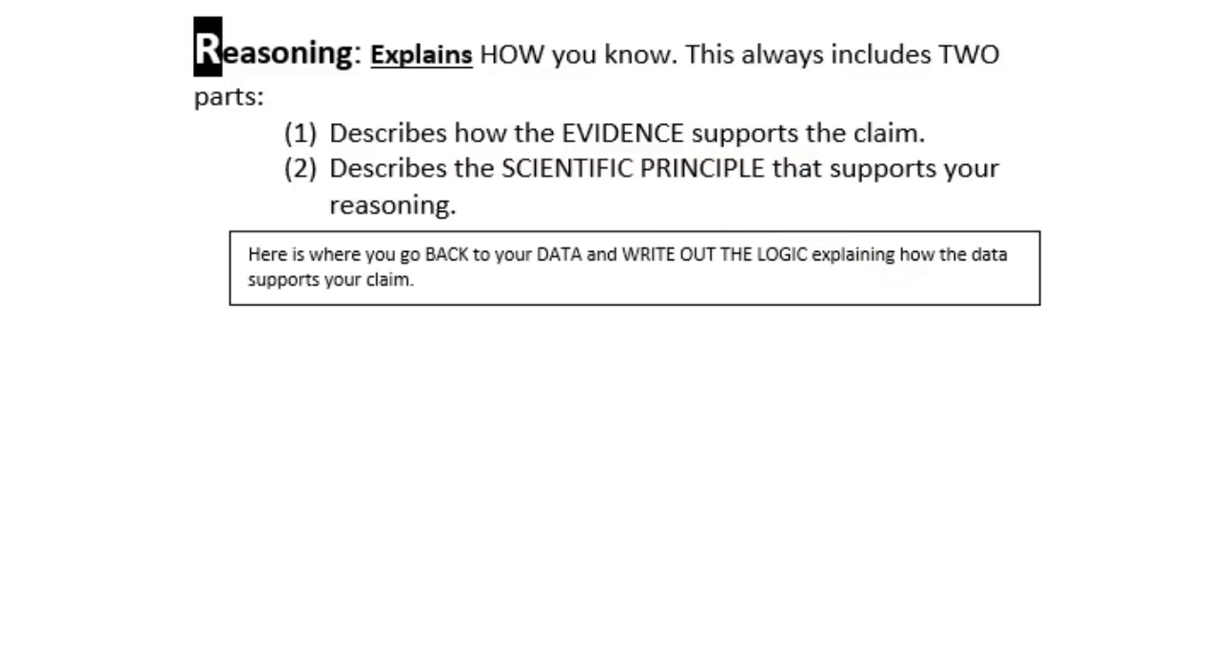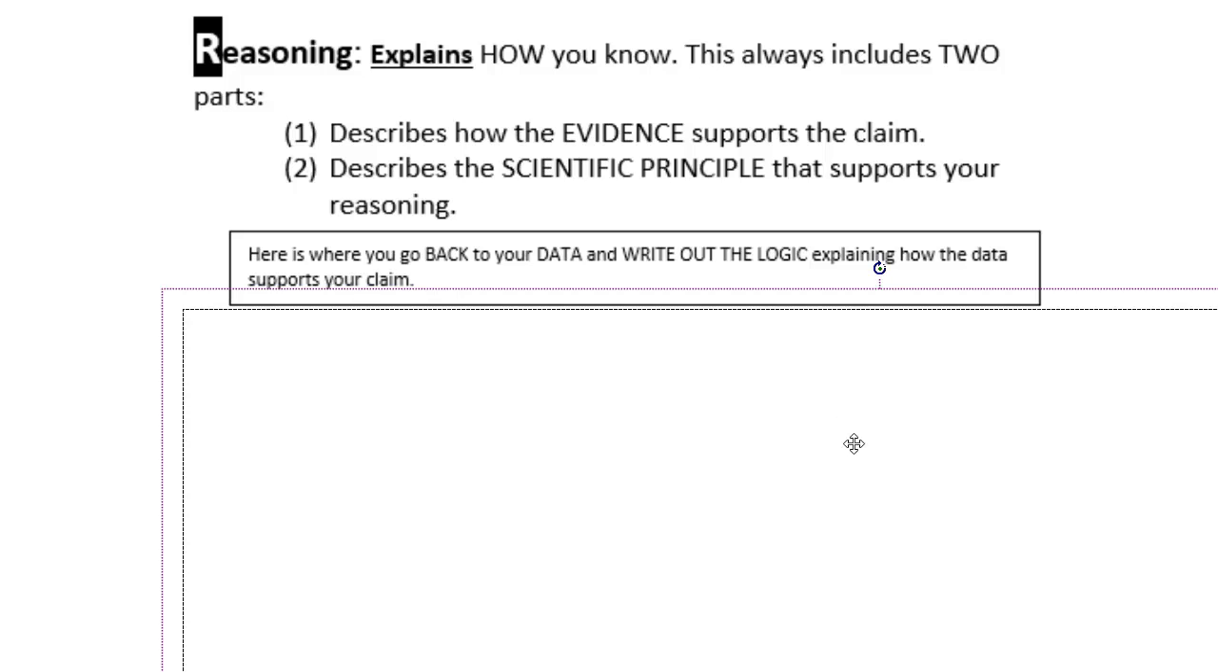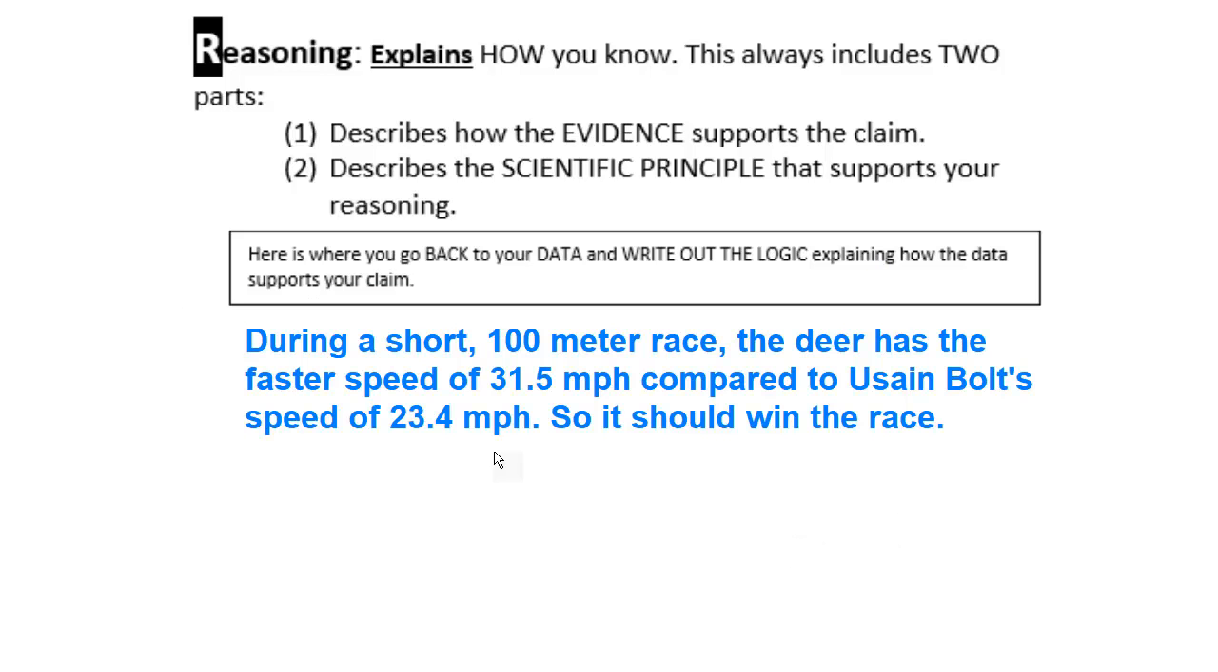So first, our evidence. There are different ways of writing this, but here's an example of what I wrote. During a short 100-meter race, the deer has the faster speed of 31.5 miles per hour compared to Usain Bolt's speed of 23.4 miles per hour.